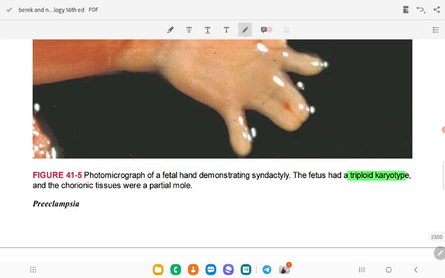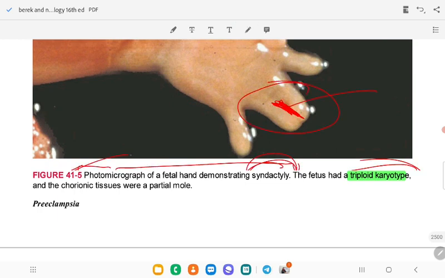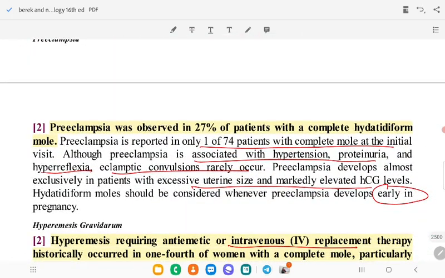What are the other clinical features? The patient may be susceptible to developing preeclampsia, hyperthyroidism, and hyperemesis gravidarum. Preeclampsia is observed in 27% of complete hydatidiform moles. Although preeclampsia is associated with hypertension, proteinuria, and hyperreflexia, eclampsia can rarely occur. Preeclampsia develops almost exclusively in patients with excessive uterine size and markedly elevated HCG. Hydatidiform mole should be considered in those who have developed early onset preeclampsia. You should suspect there may be a hydatidiform mole, complete or partial.